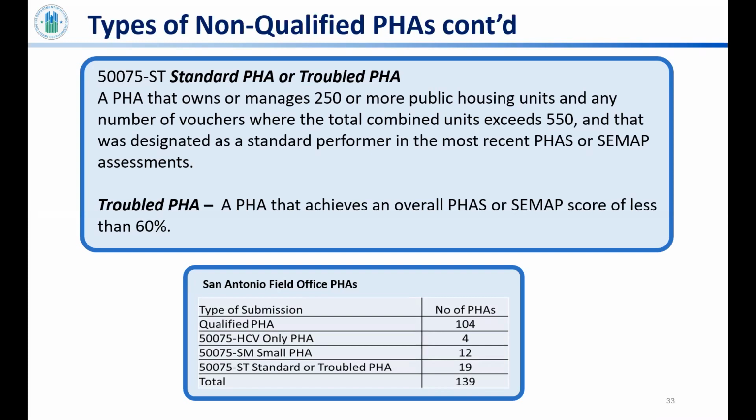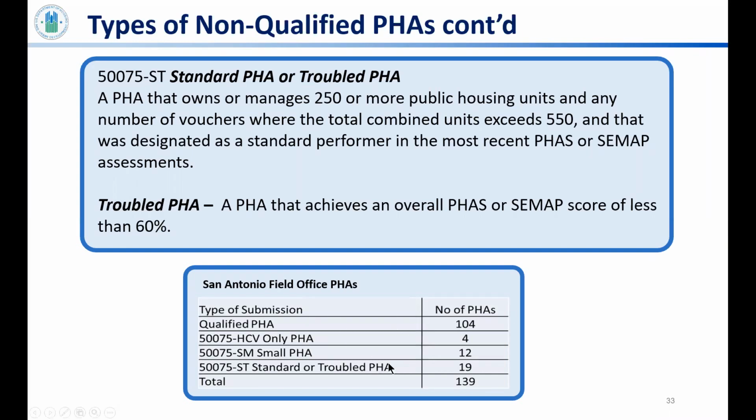So that's something to remember. A PHA that achieves an overall FOSS score or CMAP score of less than 60% is considered troubled, so they need to send in an annual plan. So this is the form they would use, the 50075-ST, ST for standard.